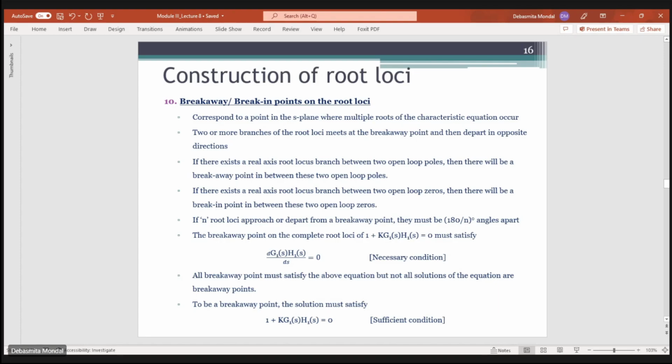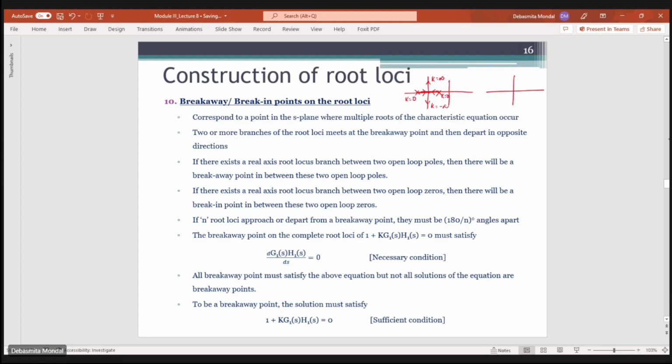So let us say you have two poles over here. If this part of the branch is a portion of the root locus, then it will start from here, break somewhere here and then move outside. Then it will move towards infinity, and this is k equals minus infinity. This point is k equals 0, and this is also k equals 0.